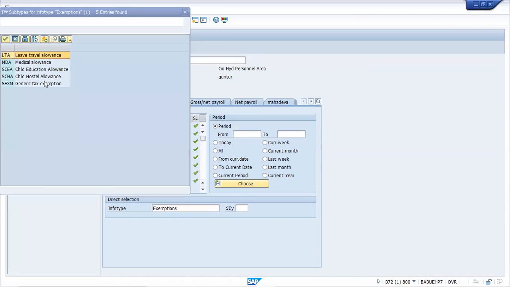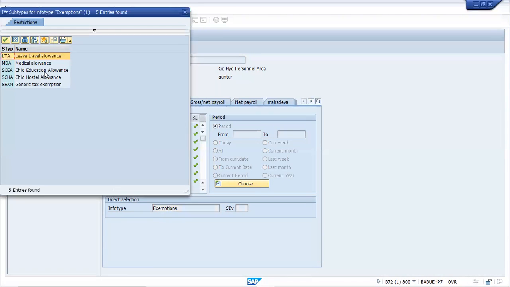So which exemption do we need to create? Okay, just stop here, I will explain. There are 5 things you can see: LTA, medical, child education, children hostel allowance, and generic tax exemptions. At present, medical is no longer required. Previously, in the previous years, there was that 15,000 for medical, but it is now not part of this. So now we mostly consider LTA, child education, child hostel, and generic tax.